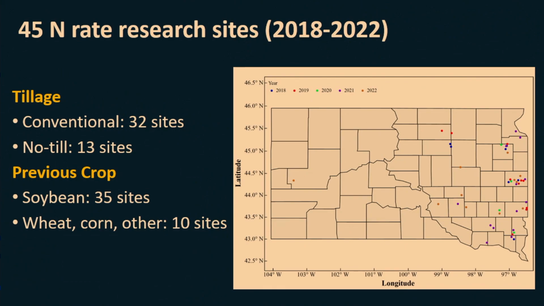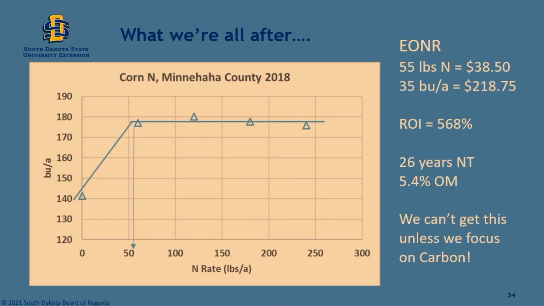Here's all the sites that he studied: 32 conventional, 13 no-till, 35 after soybeans, 10 after wheat or corn or other crops. Basically, I added this in here. This is what we're all after in the soil health world. We're all after more for less. This is one of those sites. The economic optimum nitrogen rate, EONR, or however you want to say, is 55 pounds there, indicated by that arrow coming down. But this site was 26 years no-till at 5.4% organic matter.